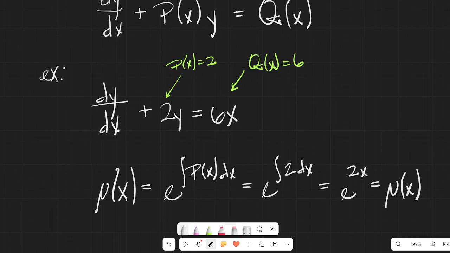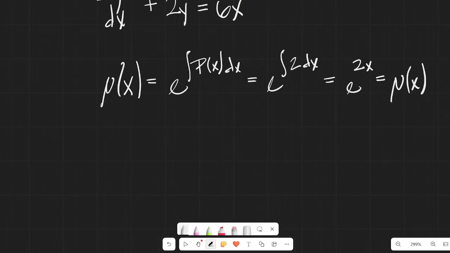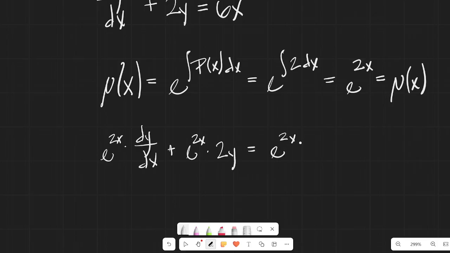We'll multiply the entire diff eq by this integrating factor. That's why it's called a factor. So I'm going to do that right now. We have e to the 2x times dy over dx plus e to the 2x times 2y equals e to the 2x times 6x.